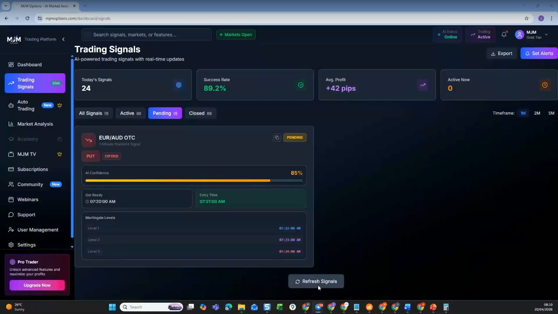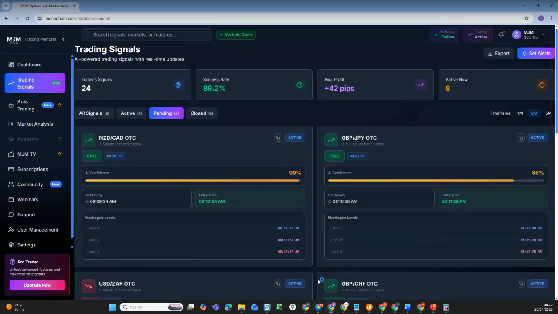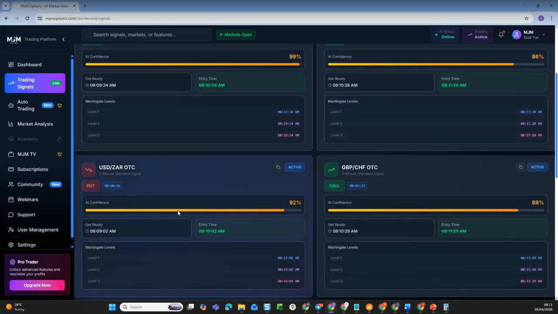So that means the timer has to be more than 1 minute. If you use 2 minutes, that means the timer has to be counting down from more than 2 minutes. So you see 2 minutes, this is a valid one, but you can't take it because the AI confidence is not up to 90. So we want the AI confidence to be up to 90 or more.